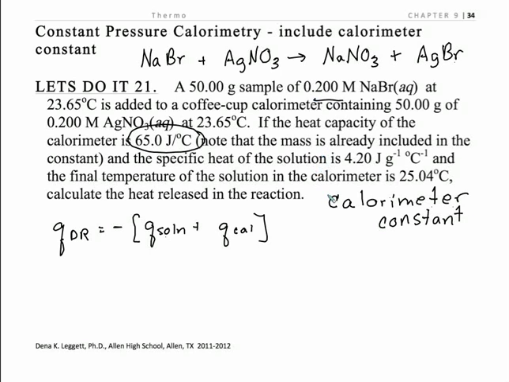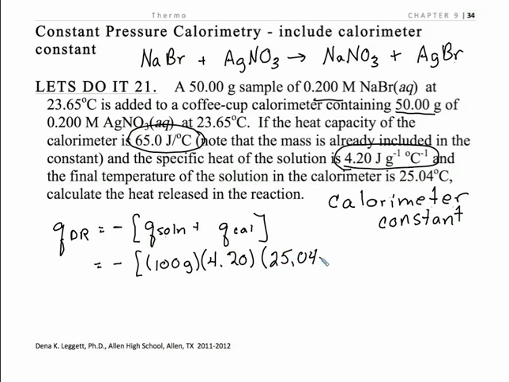So we have a 50-gram sample of 0.2 molar sodium bromide added to a 50-gram sample of 0.2 molar silver nitrate, and that gives us a total bulk solution mass of 100 grams. Now this time it gave us a heat capacity for the solution. It's slightly different than 4.184. It's 4.20. And my temperature change ended at 25.04 and it started at 23.65.